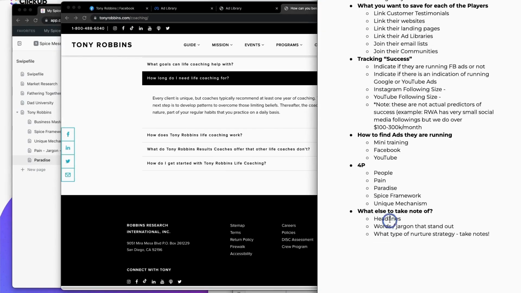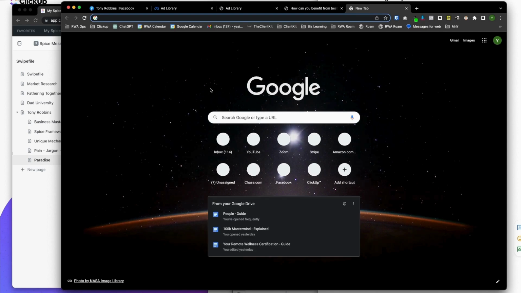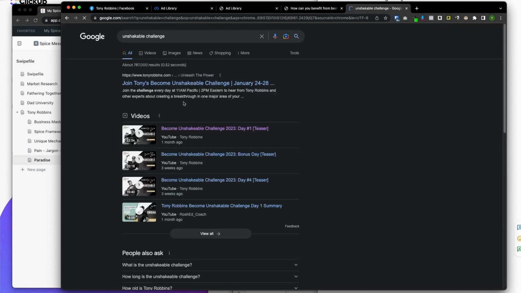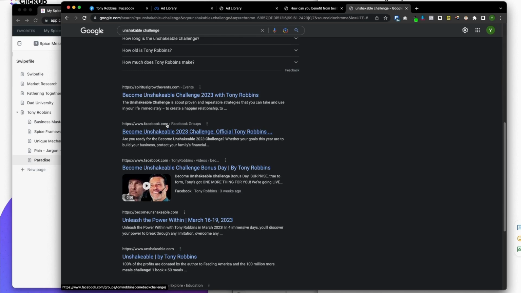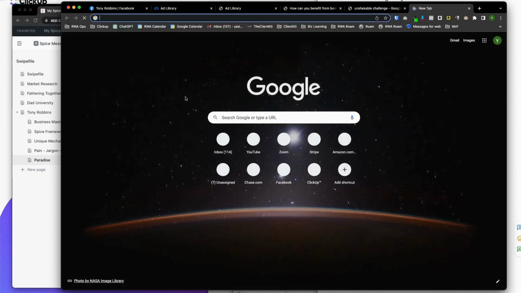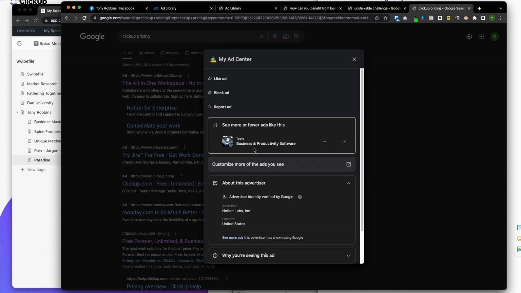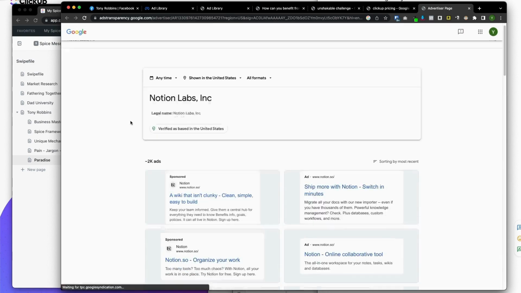What else can you take note of? Headlines, words, jargon, what type of nurture strategy they are using. If you wanted to look, sometimes, let's say, Unshakable Challenge, Tony Robbins sometimes has some ads for his Unshakable Challenge, Google ads. If they don't show up here, let me show you what it looked like. If I typed in ClickUp pricing, you'll see these are ads on here. If I click this on Google Ads and then scroll down and see more ads from this advertiser, it's going to take me over to their Google ads.